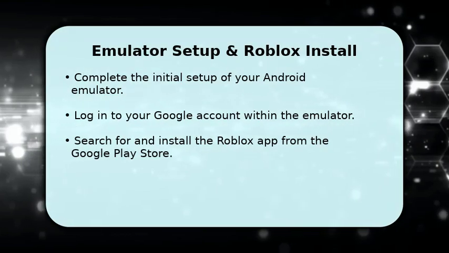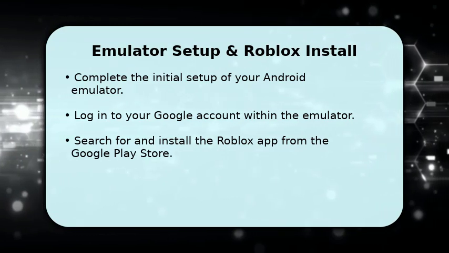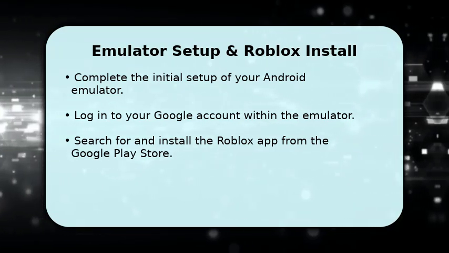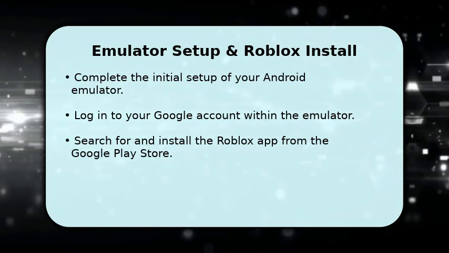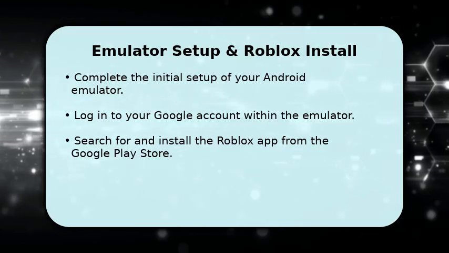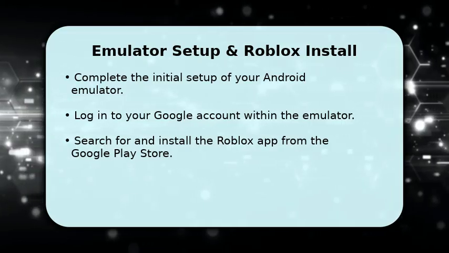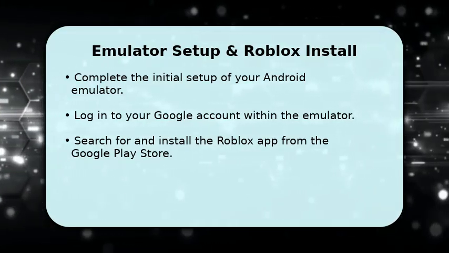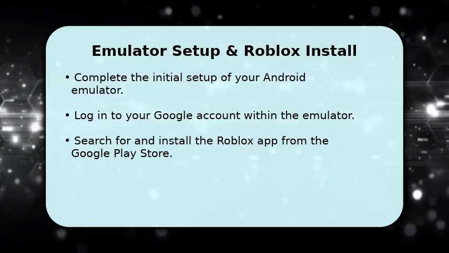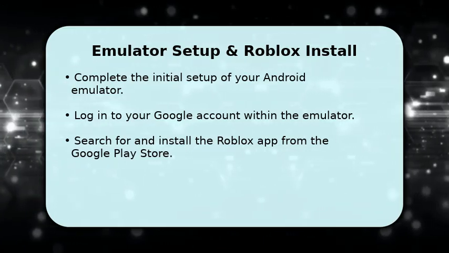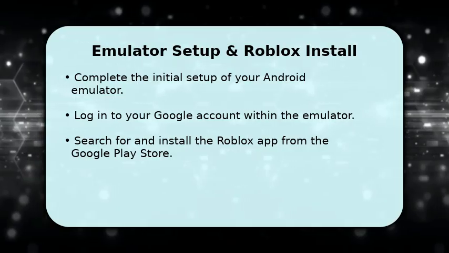After installation, launch the emulator and complete its initial setup, which usually involves a quick guided tour. Next, you'll need to sign in with your Google account, just as you would on a new Android phone. This step grants you access to the Google Play Store. From there, simply search for the Roblox application and install it directly within the emulator environment.